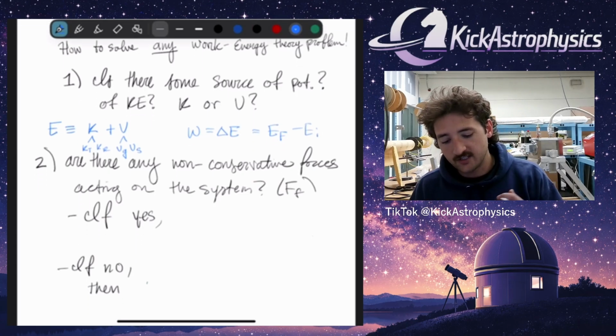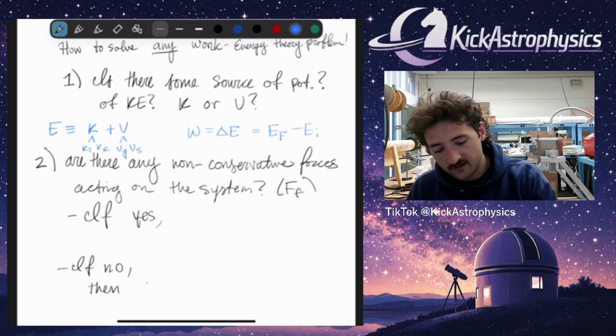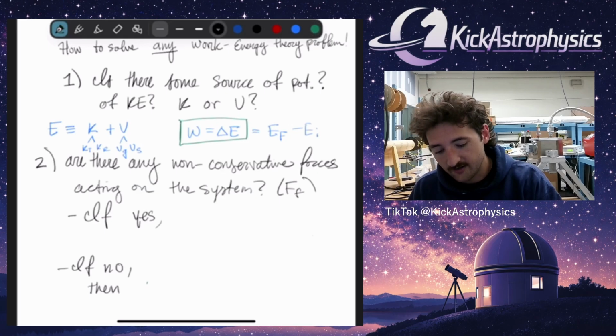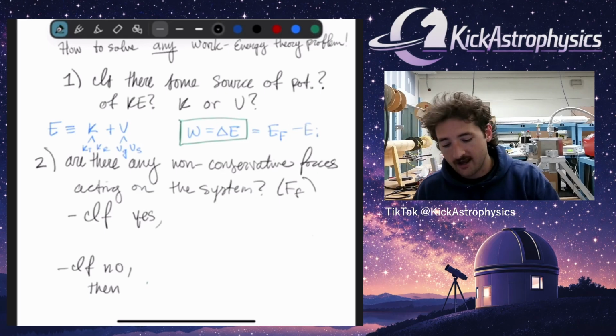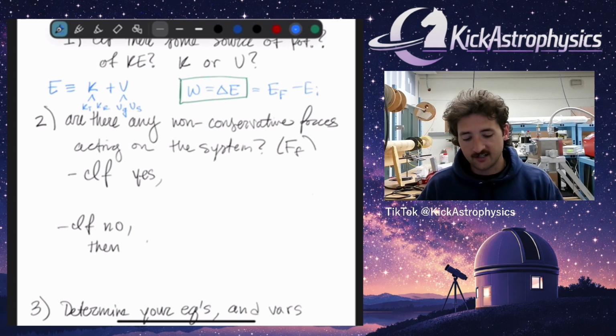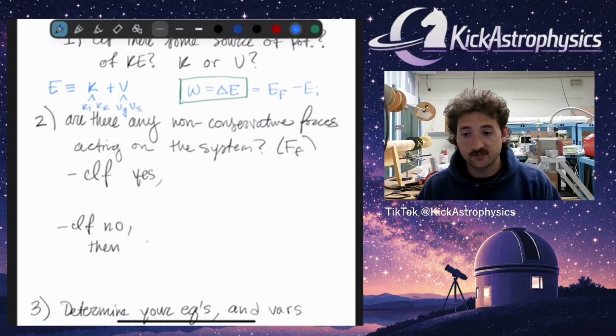So once we identify that there is some source of potential, some source of kinetic energy maybe, then we write down this equation. This right here is the key. You write this at the top of any problem that has to deal with this work energy theory. And then from there, we can modify it by asking ourselves our second question: are there any non-conservative forces acting on the system? And then in parentheses, I wrote force of friction.